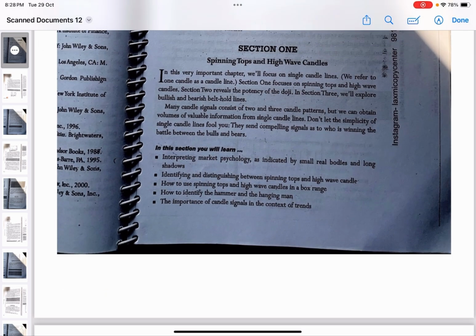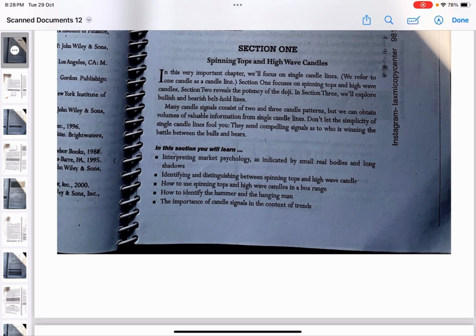So let's talk about what are spinning tops and high wave candles. Right now we are not talking about a group of candlesticks. We are talking about one single candlestick, and we're going to study patterns which only consist of one single candle.